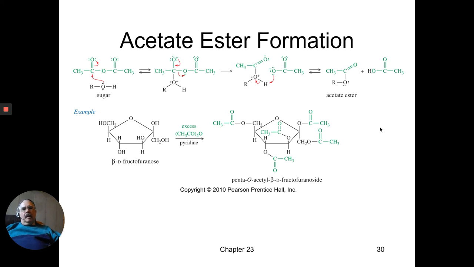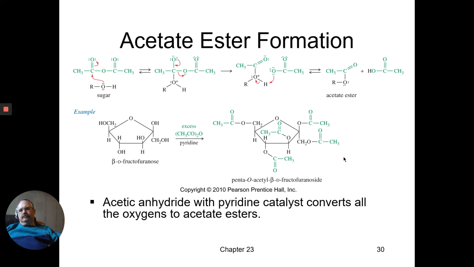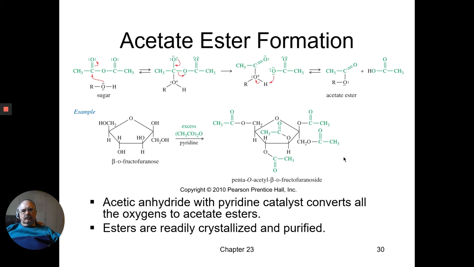We can also esterify, typically using an excess of acetic anhydride, and then using pyridine as the base to neutralize the acetic acid byproduct. So we end up putting acetate ester on all of these OH groups. And these esters can be readily crystallized and purified.